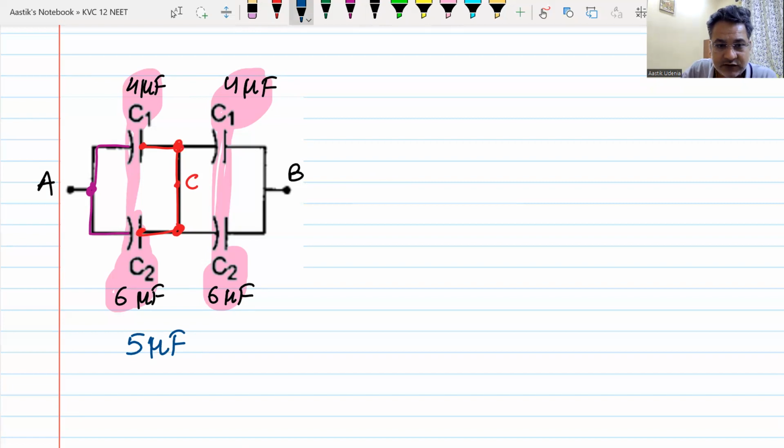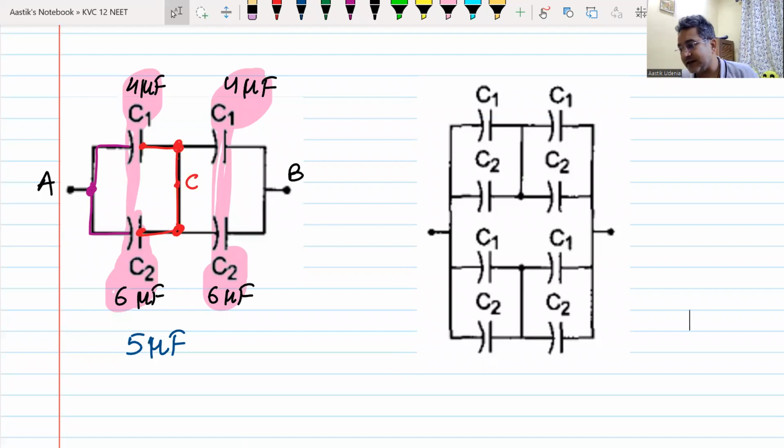There is a cousin brother of this problem, and all of these problems I'm taking from SCV. As you can see, it is quite simple. This is the next problem, and if you have understood the previous problem, this one is similar, and that is why I'm putting it side by side with the previous problem. Here also C1 is 4 microfarad and C2 is 6 microfarad. Can you tell me the effective capacitance between point A and B?